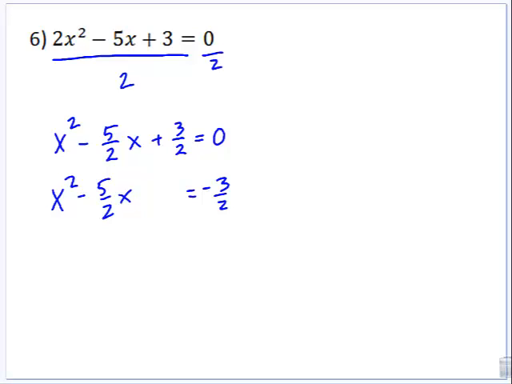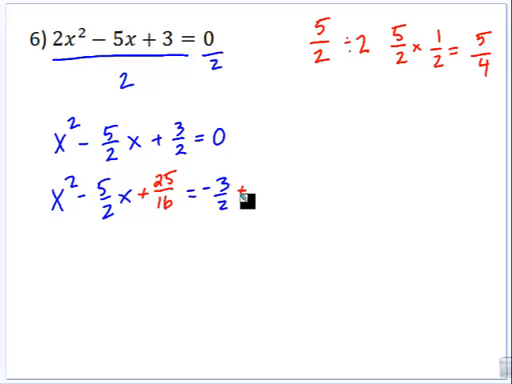Now we need to figure out what we would have to add on to complete the square here. Well, 5 halves, we have to divide that by 2. Dividing by 2 is the same as multiplying by 1 half, so that is 5 fourths. 5 halves times 1 half is 5 fourths. So we divided it by 2 to get 5 fourths, and now we need to square it. Well, 5 fourths squared would be 25 sixteenths. So we'll add 25 sixteenths to both sides of the equation.